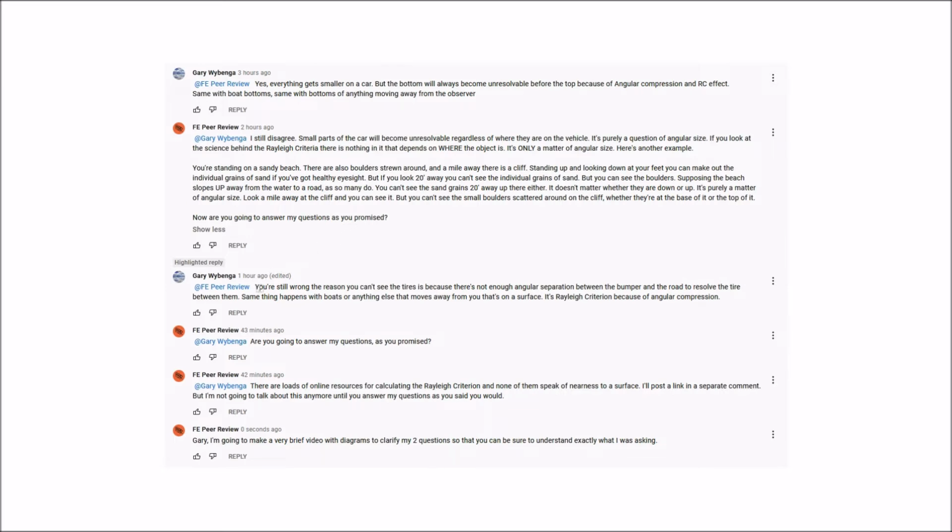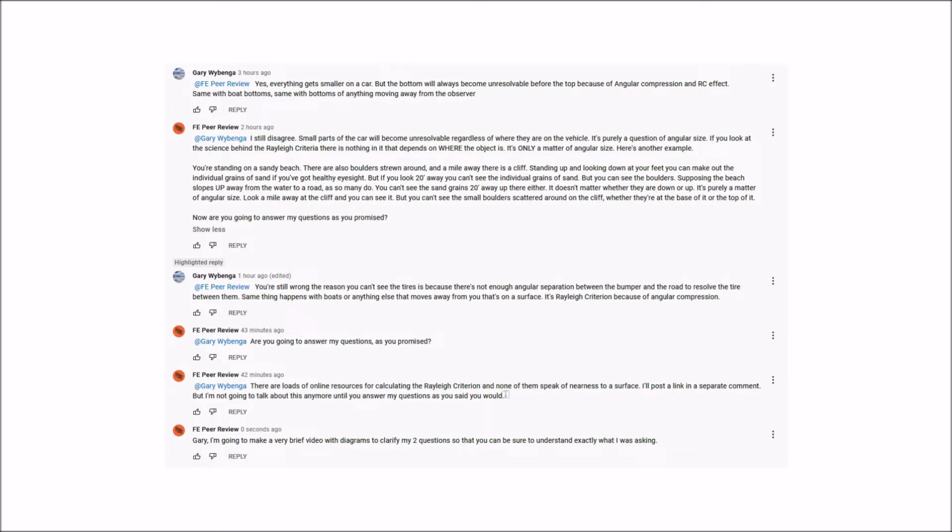Gary's next comment came a short time later. "You're still wrong. The reason you can't see the tires is because there's not enough angular separation between the bumper and the road to resolve the tire between them. The same thing happens with boats or anything else." Nothing about the questions I asked Gary, which I might point out, I asked first before he asked me his question. And despite him asking me second, I agreed to answer first. And I'm still waiting for Gary to answer my questions. Are you going to answer my questions as you promised?